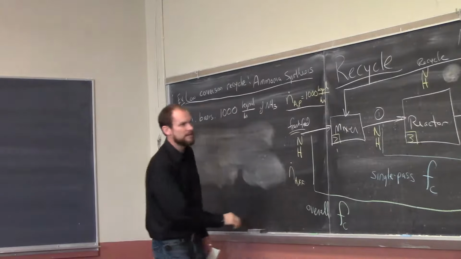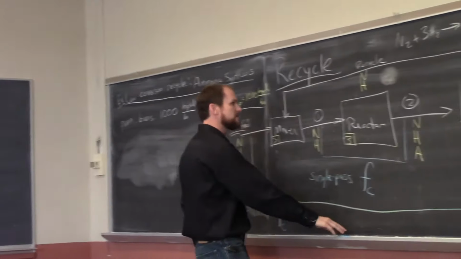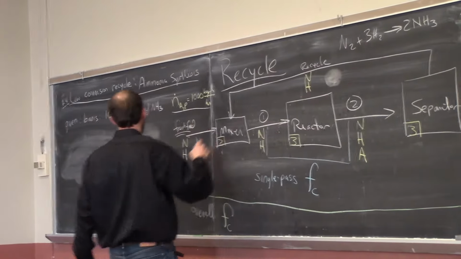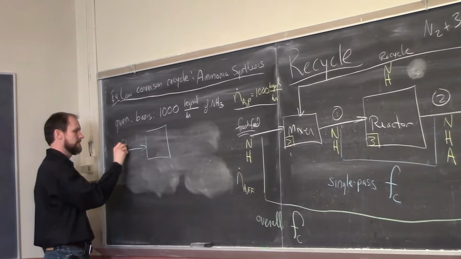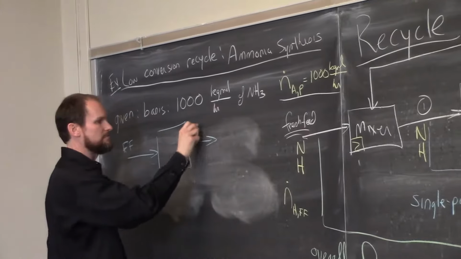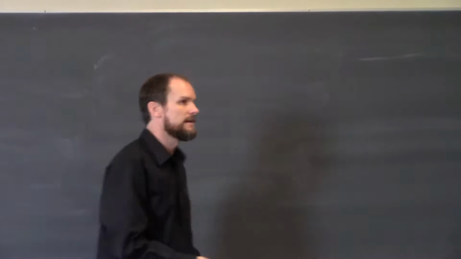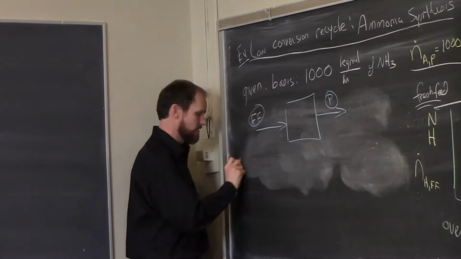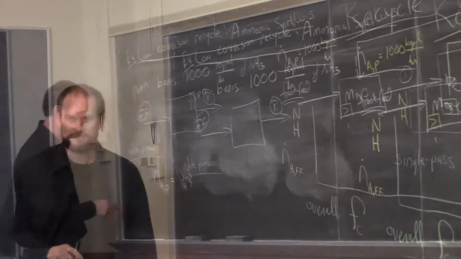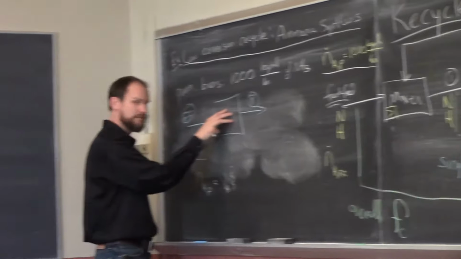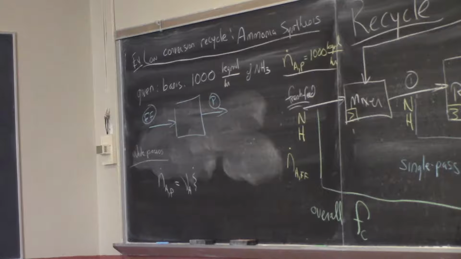Okay, let's do ammonia. And how should we do our balance for ammonia? Let's think of the whole system. Fresh feed and product coming out. Let's just lump the whole thing in one box. So this is our whole process. So the amount of ammonia in the product is the amount of ammonia generated. The amount of ammonia generated is the extent of reaction times the stoichiometric coefficient.